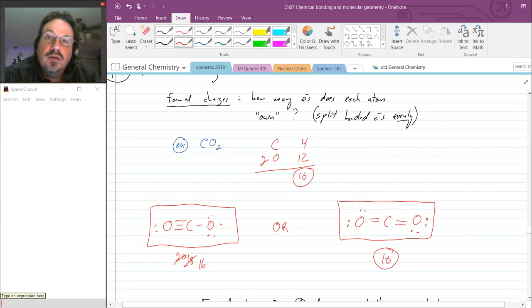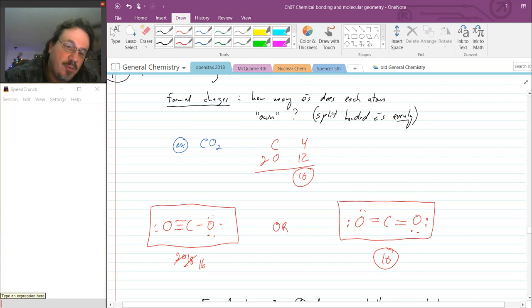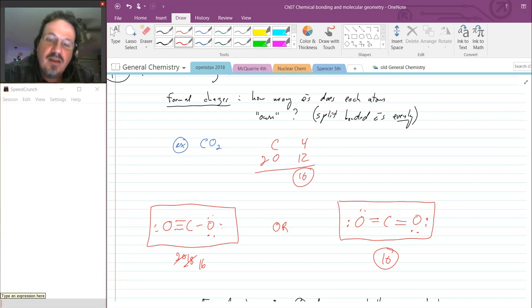They both look good. So I've got 2 possible structures here. One of them has a single and a triple bond. The other one has 2 double bonds, yet they obey all the rules. They use the right number of electrons. Everything has an octet. Are they both correct? Maybe they exist both ways. Maybe one way is more correct than the other, right? And how do I get at this?